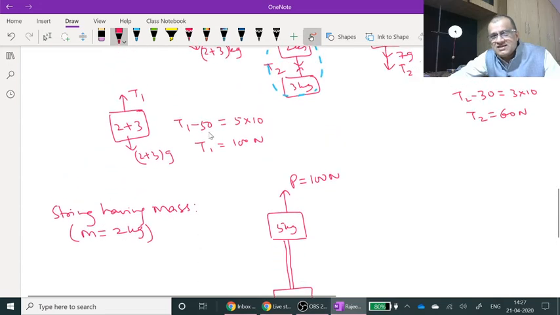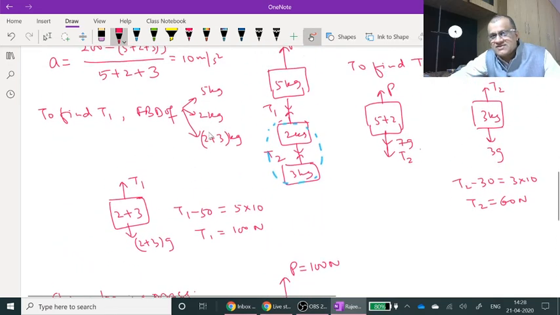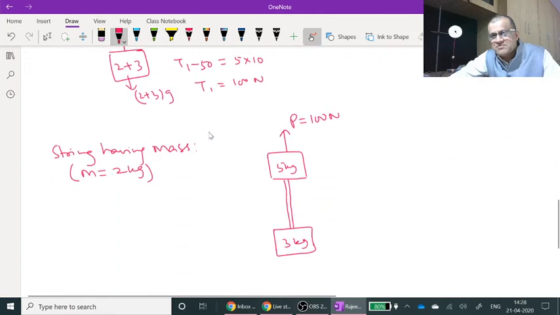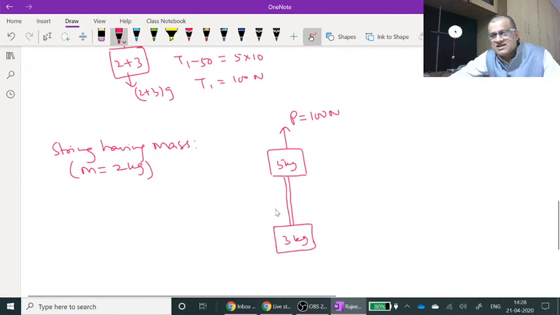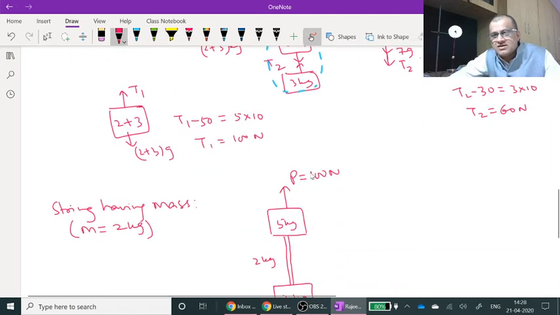Can you see that these two questions are identical? The total mass of the system is the same. You see 5 kg, 3 kg, and this one has a 2 kg mass of this string. These two questions are exact. Oh, sorry. This was not 100. This was 200. Yeah.